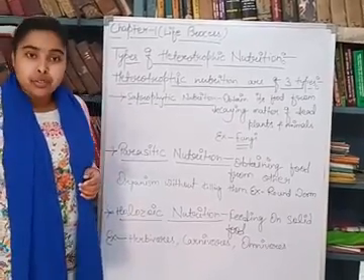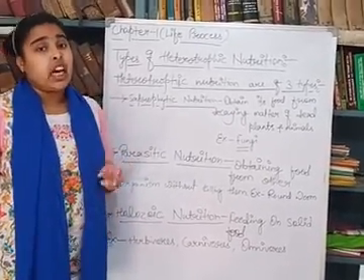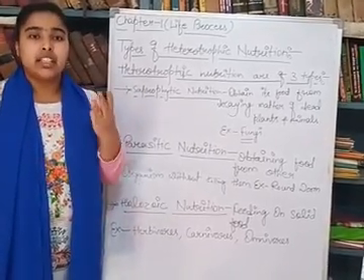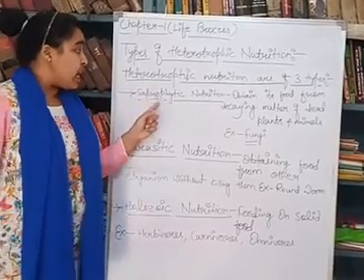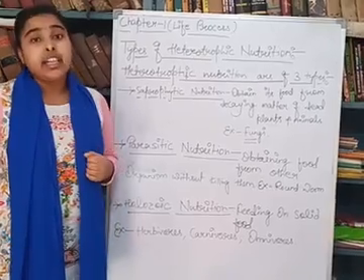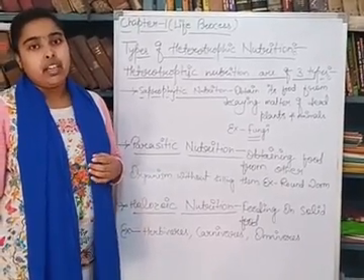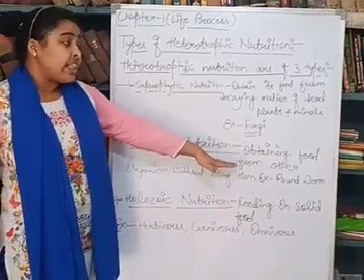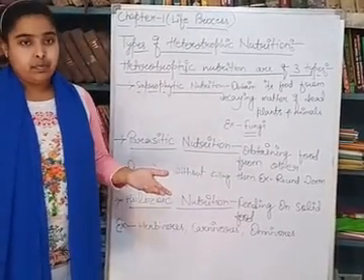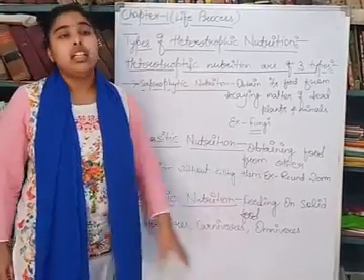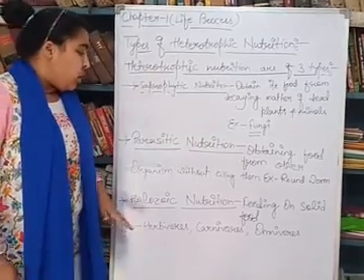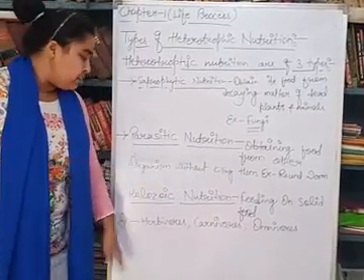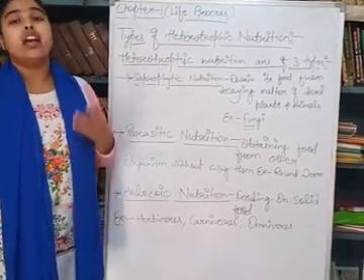Types of heterotrophic nutrition. Heterotrophic nutrition is of three types. Number one, saprophytic nutrition. Number two, parasitic nutrition. Number three, holozoic nutrition. Number one, saprophytic nutrition: a saprophyte obtains its food from dead plants and animals. Example, fungi. Number two, parasitic nutrition: a parasite obtains its food from another organism. Example, roundworm. Number three, holozoic nutrition: they feed on solid food. Example, herbivores, carnivores, and omnivores.